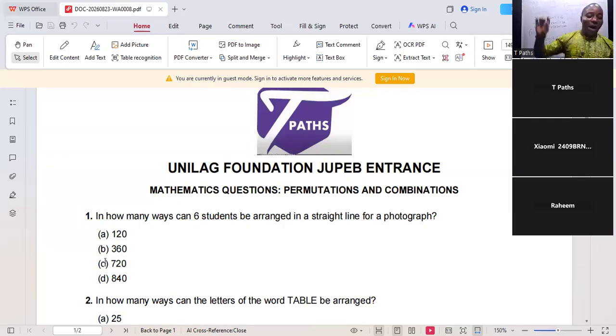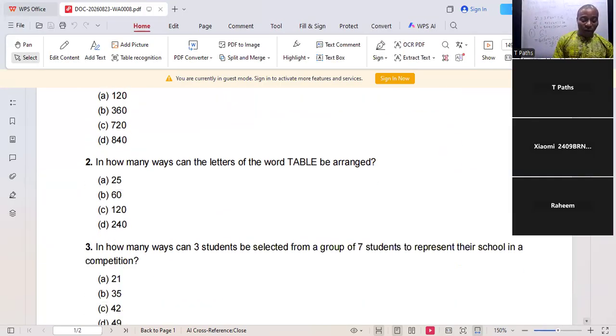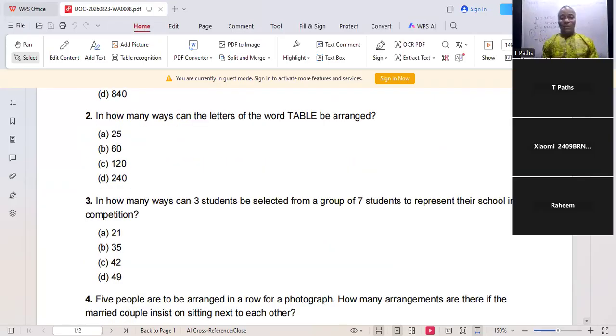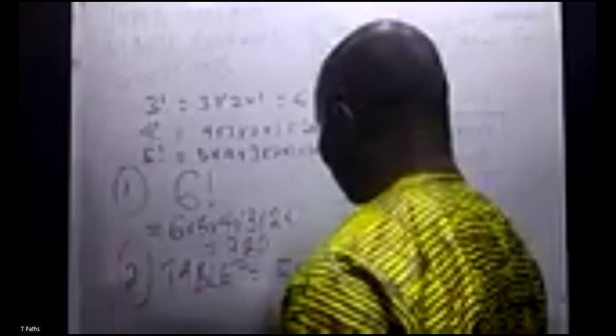Now, question 2. In how many ways can the letters of the word table be arranged? Remember, I told you arrangement of objects is talking about permutation, while selection of items or individuals is about combination. Now, before you solve this question, how many letters do we have in the word table? We have 1, 2, 3, 4, 5. The word table is 5 letters.